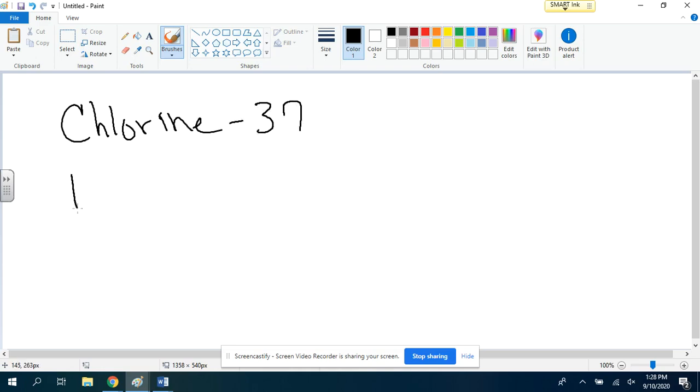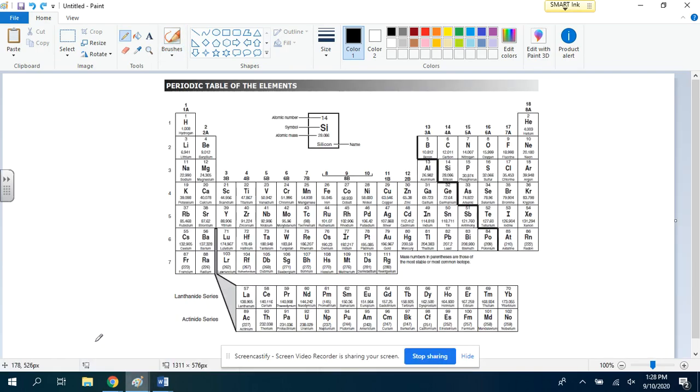Chlorine-37. We need to know protons, neutrons, and electrons. This is hyphen notation. That means that this is the mass number. So what I do know about chlorine is I need to know its protons. The only way to find that out is to look on here.